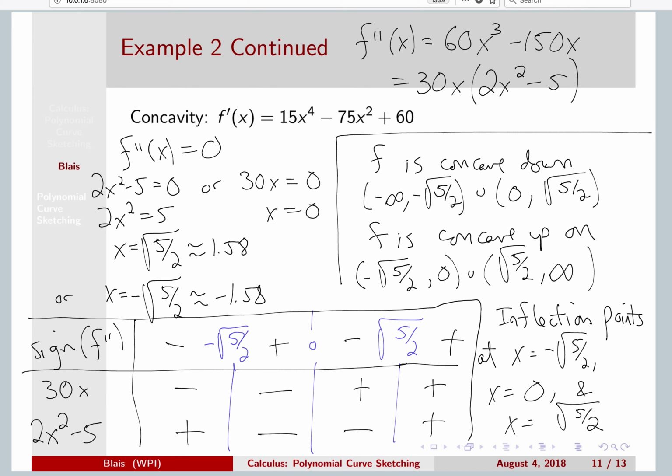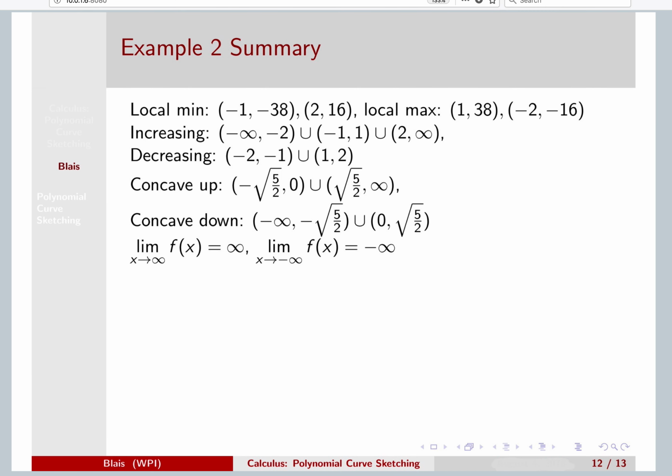Putting this all together in a summary, we've identified our local minima and our local maxima, 2 of each. We've identified the intervals on which f is decreasing and the intervals on which it's increasing. We've got its upward and downward concavity and its inflection points, and then we also have the behavior when x goes to positive infinity and x goes to minus infinity. And we can put this all together to graph the function.